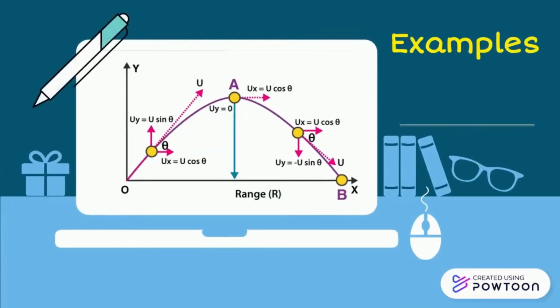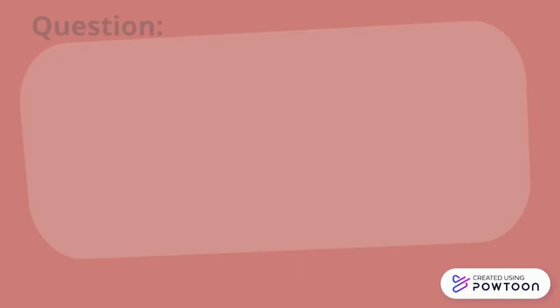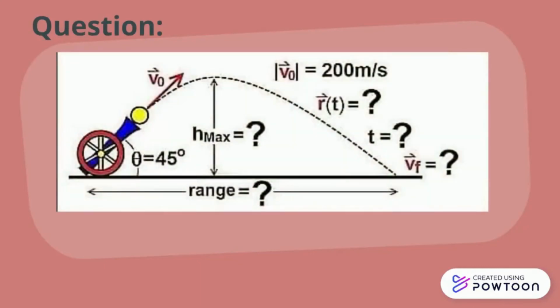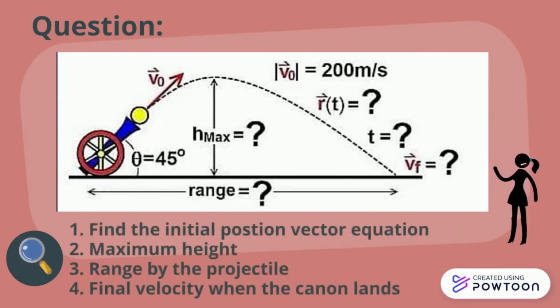My name is Mabel Mushewe and I will present examples on projectiles. This question is based on a projectile produced when a cannon is fired. There are 4 questions needed to be solved. Firstly, find the initial position vector equation. Second, determine the maximum height. Next, find the range of the projectile, and lastly, determine the final velocity when the cannon lands on the ground.